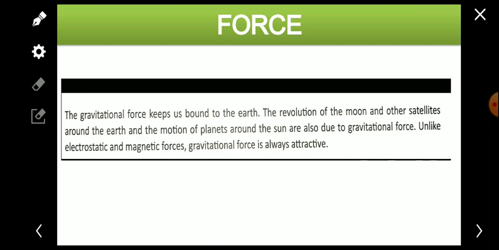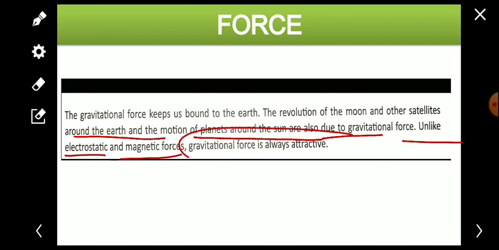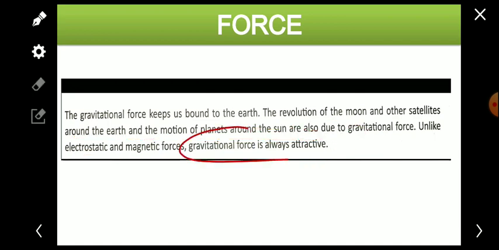So here we have understood that the revolution around the Earth and the motion of the planets around the Sun are also due to the gravitational force. Unlike electrostatic and magnetic forces, gravitational force is only attractive, meaning it always attracts. So we have understood till now the types of non-contact forces. We'll continue the chapter in the next session.